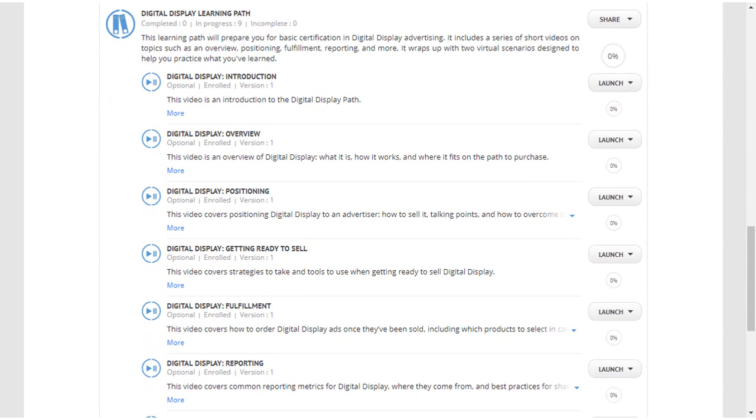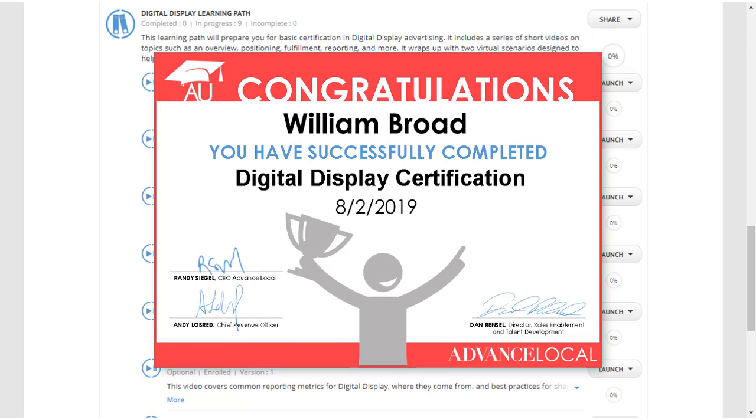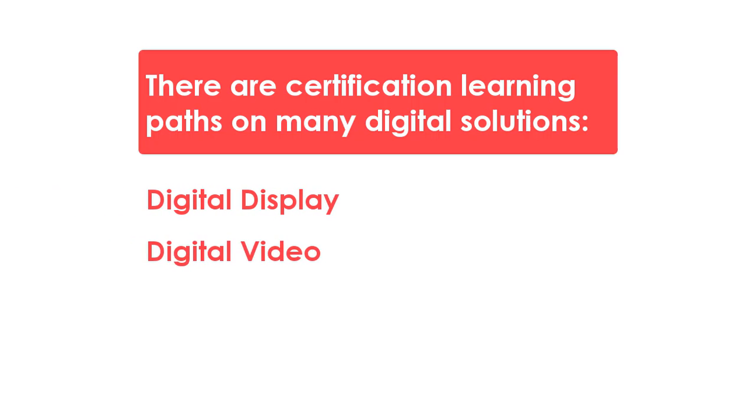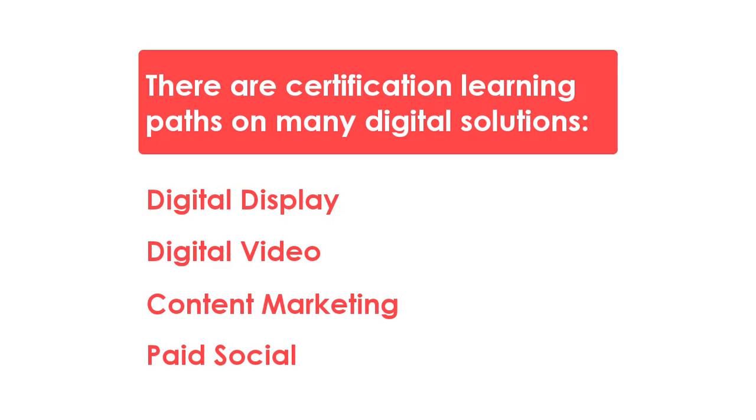Learning paths are curated groupings of recommended content about a particular topic and generally represent a complete curriculum. Some of these learning paths are required and will earn your team members a certification upon completion. There are certification learning paths on a number of solutions we offer, including digital display, digital video, content marketing, and paid social. These certification learning paths all have basically the same structure.